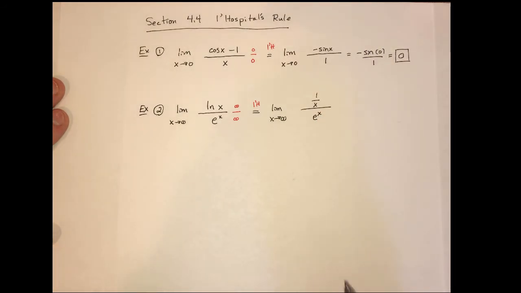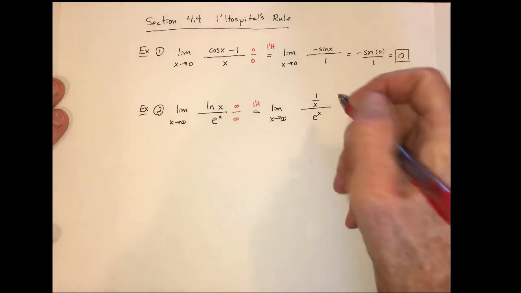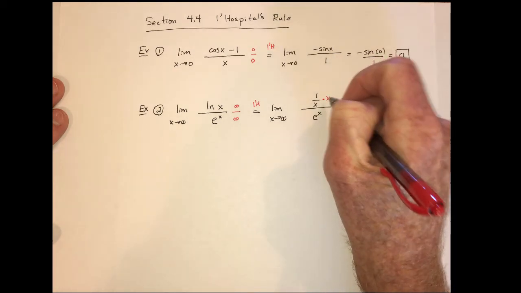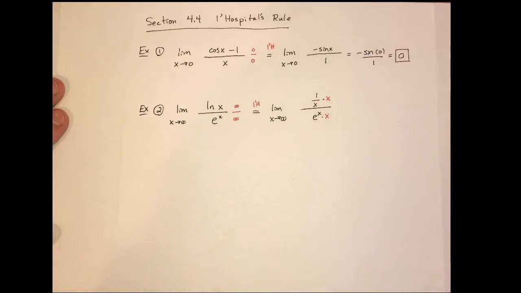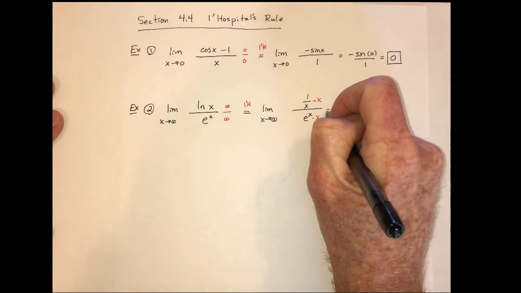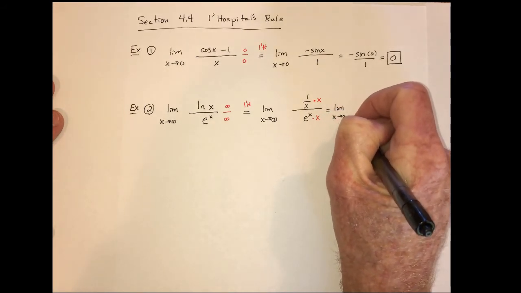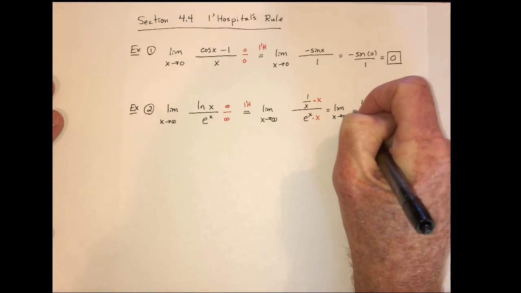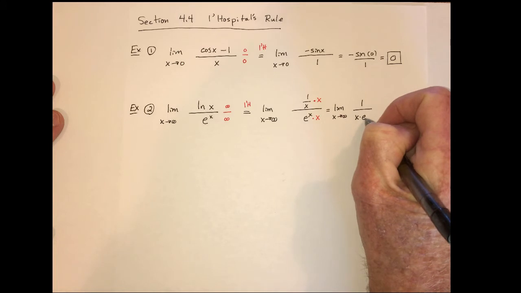Now with this one, I could do a little bit of algebra to simplify it because right now this is a complex fraction. So what I'll do is multiply by x to get that to cancel out, but then I'll need to multiply by x on the bottom too. So then this one is going to equal the limit as x approaches infinity. On top there's just a 1, and on bottom there's an x times e to the x.